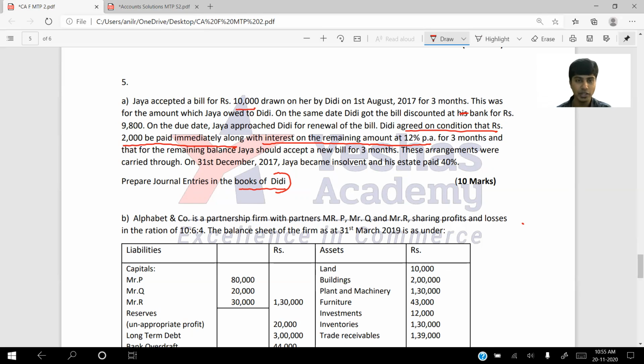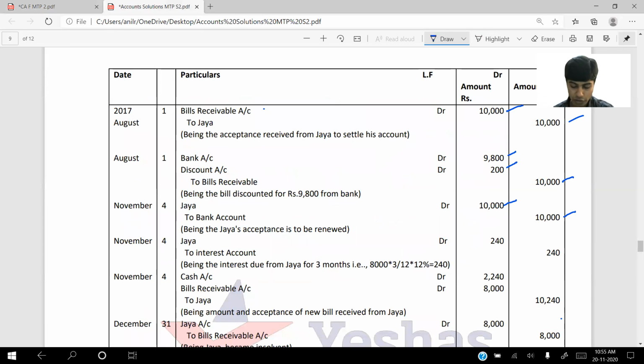So I'll write cash to Jaya 2,000. 10,000 is supposed to be paid by her to me. 2,000 she pays. I'll subtract 2,000. 8,000 is what she's supposed to pay. On that I'm charging interest at 12% for 3 months. I'll do 8,000 into 12% into 3 by 12. How much will I get? I will get 240 rupees. 8,000 into 3 by 12 into 12%. 240. It is interest income to me.